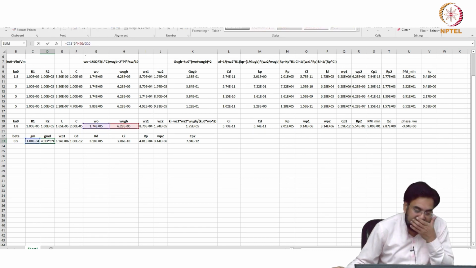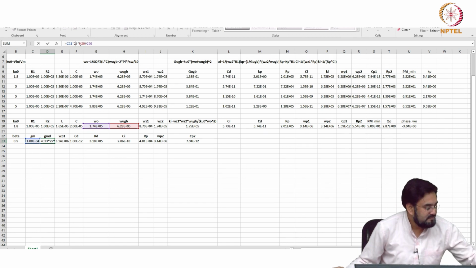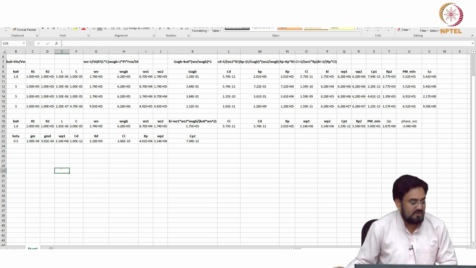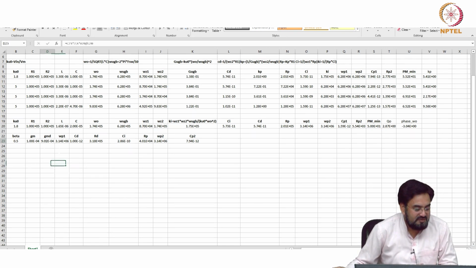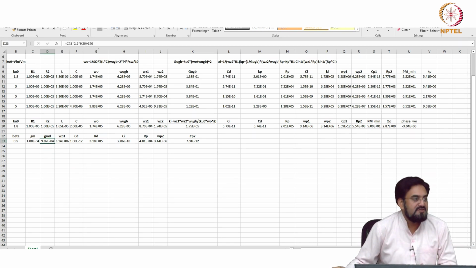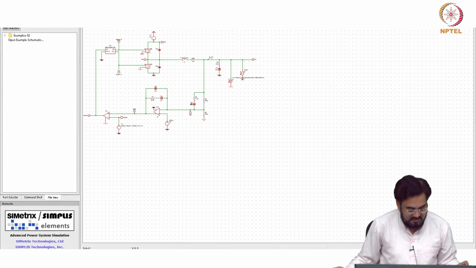Why is it coming 5 times? It should be 2.5, huh? Okay. 2.5, and the ratio of your omega UGB and omega naught, so it is 9 times now, correct. And we already know that we require those 2 poles.